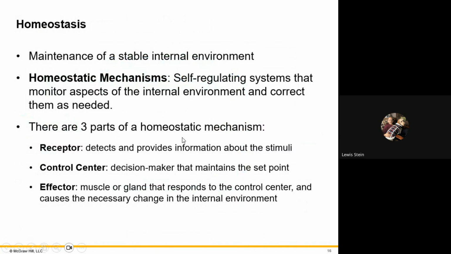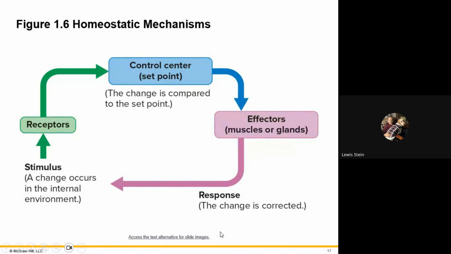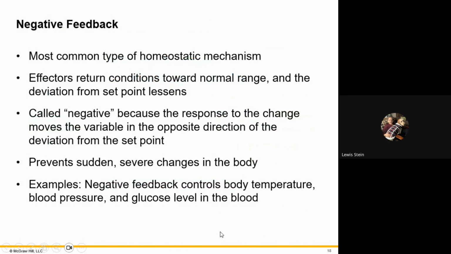Stable, homeostatic, self-regulating. Okay, it's all negative feedback with limited exceptions. So again, memorize the exceptions. So negative everything. And why do they call it negative?